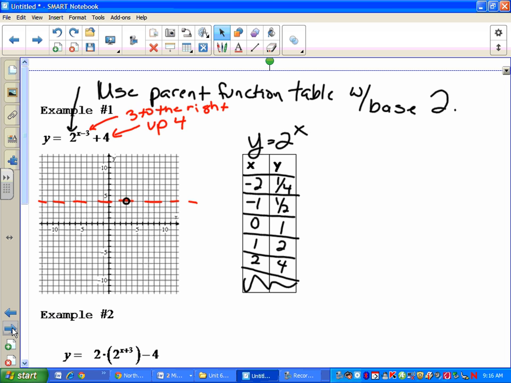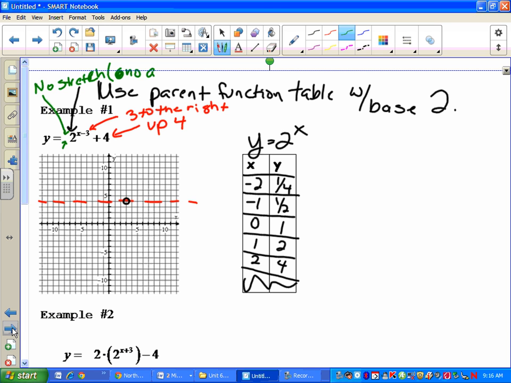Now, this one's kind of good because it doesn't have a stretch on it. Remember how we stretch things? No stretch here. The stretch would be right here in front. See right there? No stretch. And which means no A value. This one doesn't have an A value.